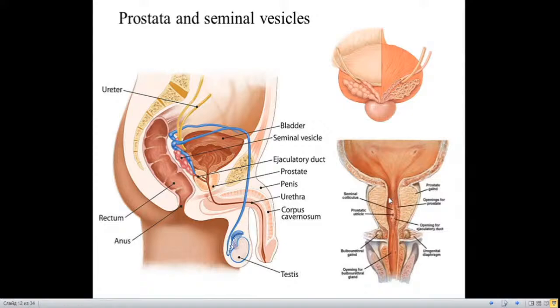And one more thing regarding the internal structure of the prostate gland. On section of the male urethra, on the posterior wall of the prostatic urethra, we can see a bulging elevation called the colliculus seminalis, seminal colliculus, which has many openings for excretory ductules of the glandular part of the prostate gland and also for the ejaculatory duct.